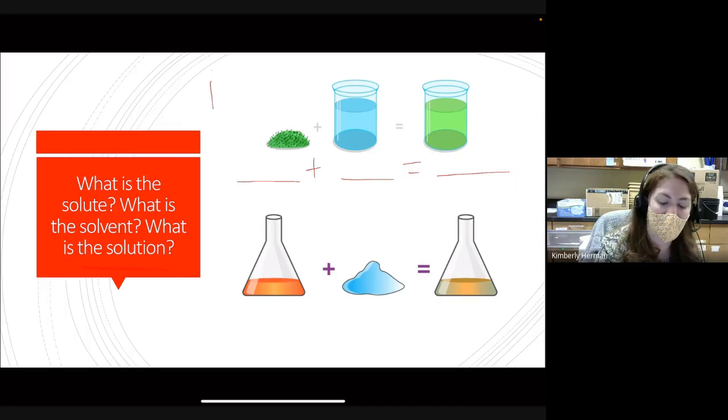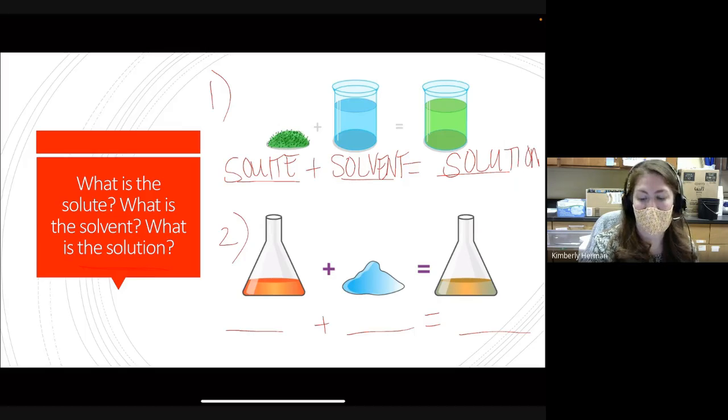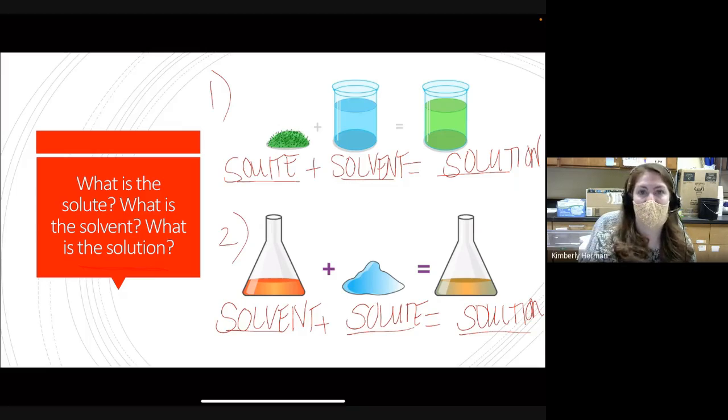In number one, we're going to see that our solute is going to represent that green powder. We're going to have our clear liquid as our solvent, our dissolving medium, and then we'll have our green solution at the end. So pause, try number two. We'll see our solvent is the orange liquid, and then we'll see that our blue solid is our solute, and then it equals our solution. So when making these solutions or physical blends, we need to dissolve our solute in our solvent to make a solution.